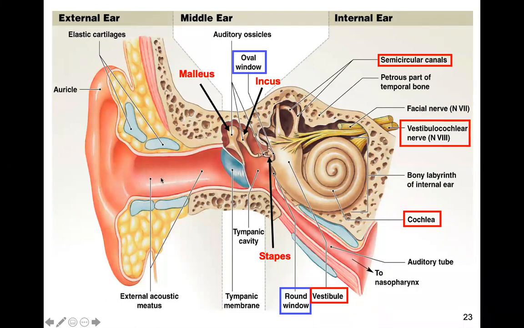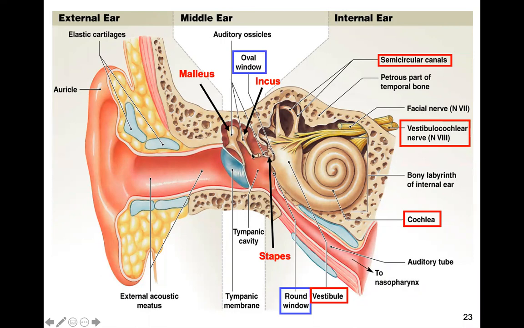The sound waves go in and bounce up and down in here through the external acoustic meatus. The sound waves come in and hit the tympanic membrane. The tympanic membrane then vibrates. As the sound comes in, the tympanic membrane, like the eardrum, is going to vibrate and send this vibration through the three smallest bones of the body, the malleus, the incus, and the stapes. The three red ones, malleus, incus, and stapes.